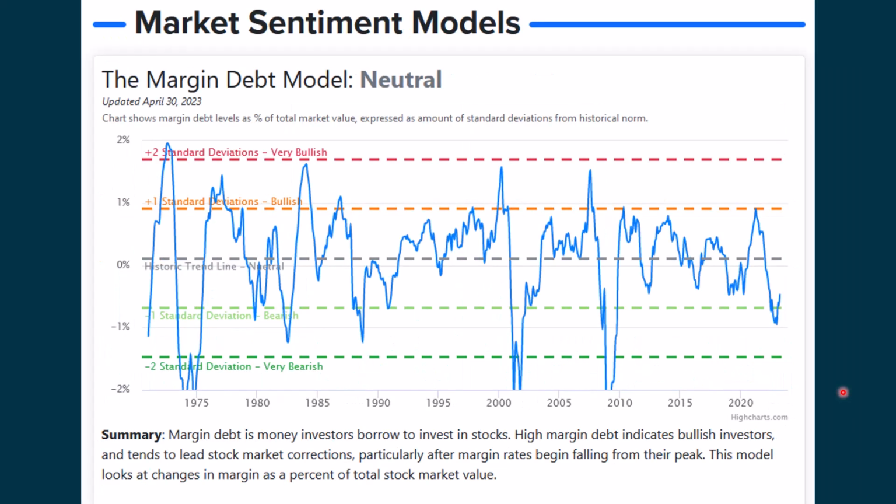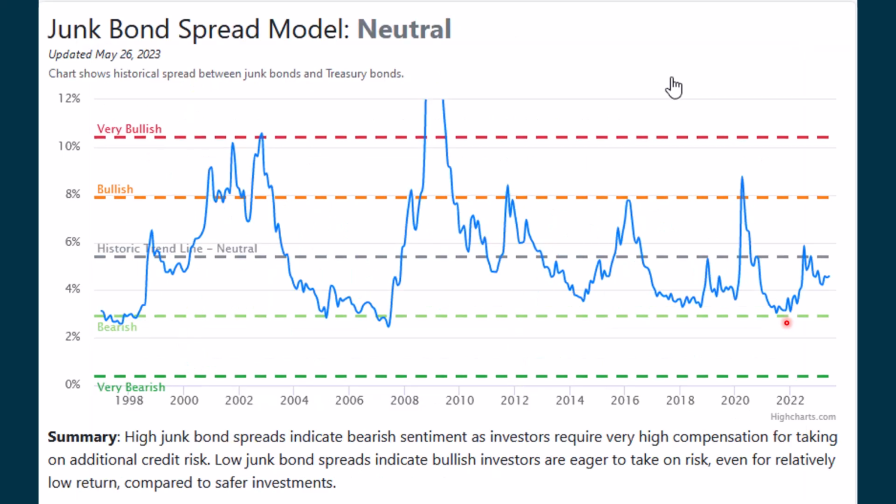We also look at market sentiment, margin debt. When people are feeling better about the stock market, they're willing to borrow from their broker to buy stocks. It's still giving us a neutral reading currently. We have a junk bond spread model, which also remains at neutral. It's below its historic trend line. So they take all of these together and put them into one overall score.